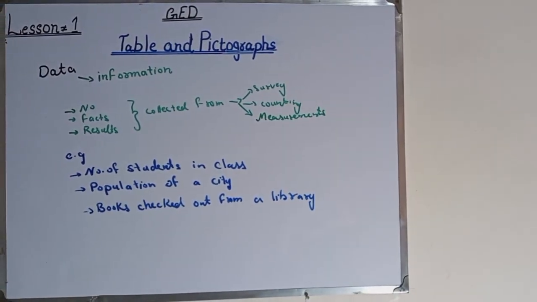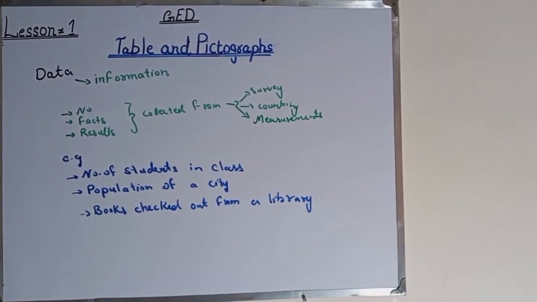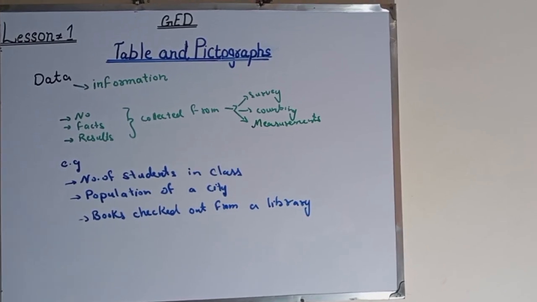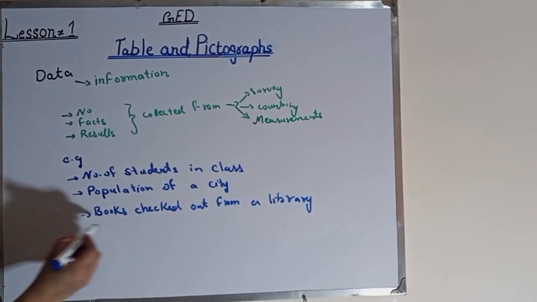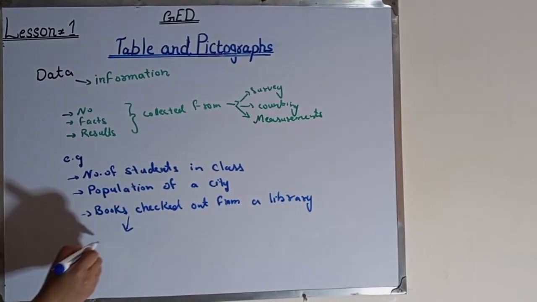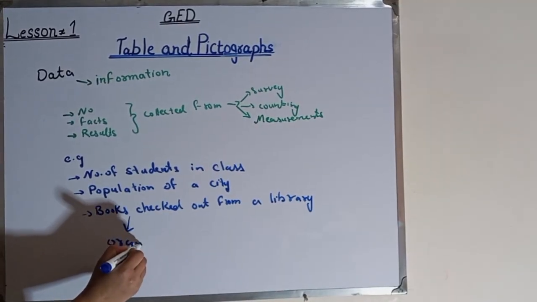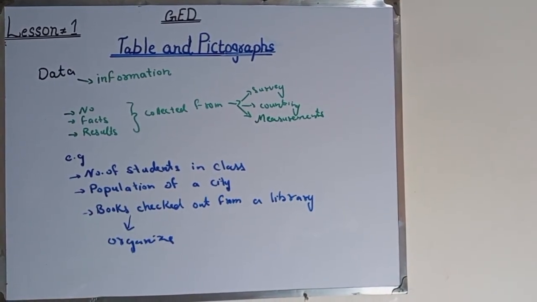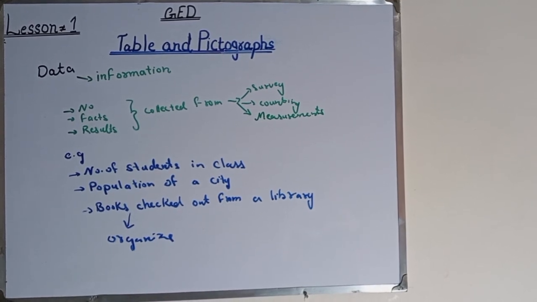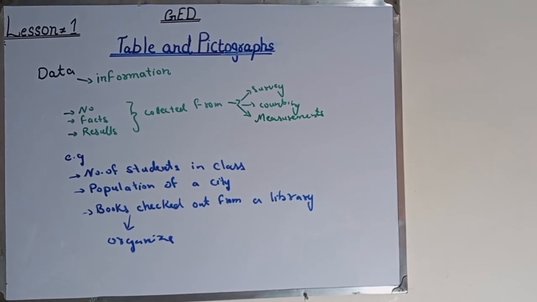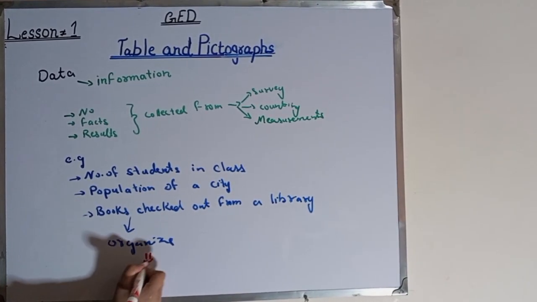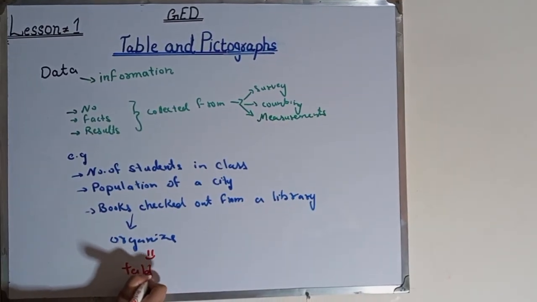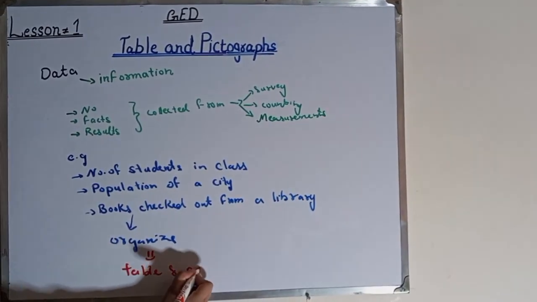To understand the data properly, we must organize it, and that's why we are using tables and graphs. We use them to organize this data in rows and columns. So for this we use tables and graphs.